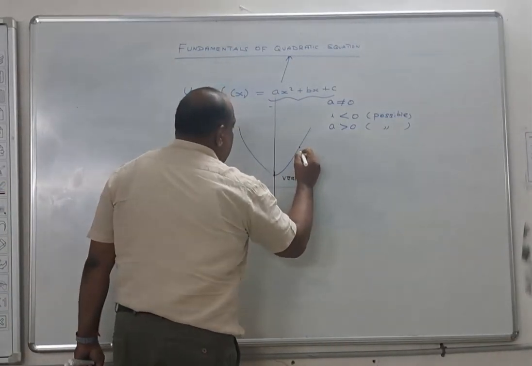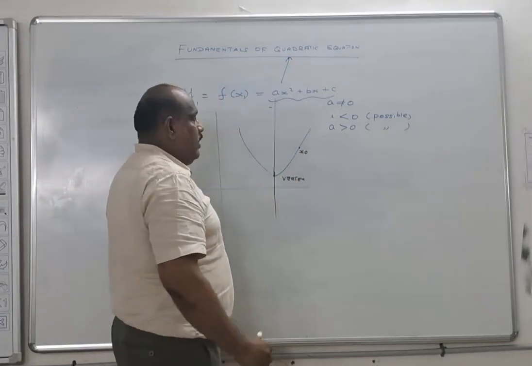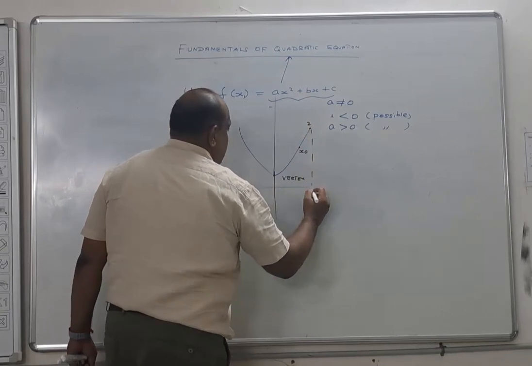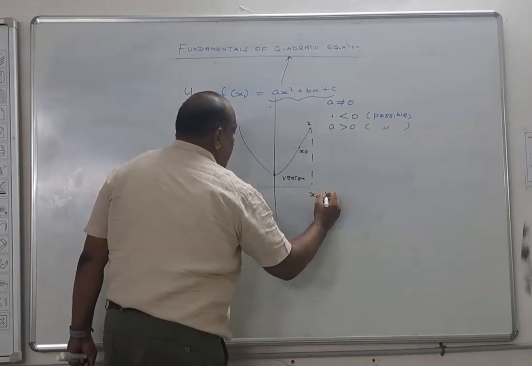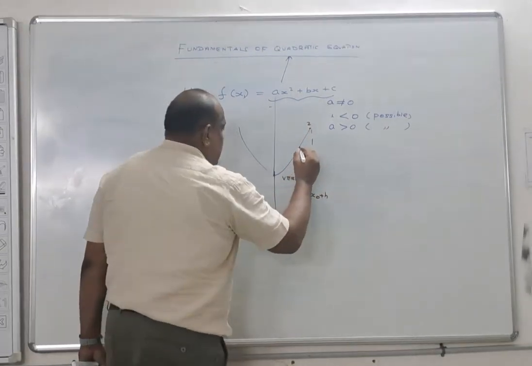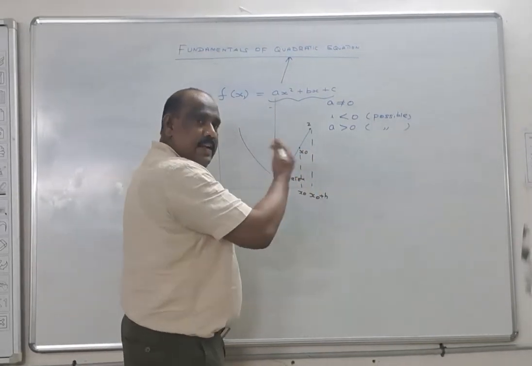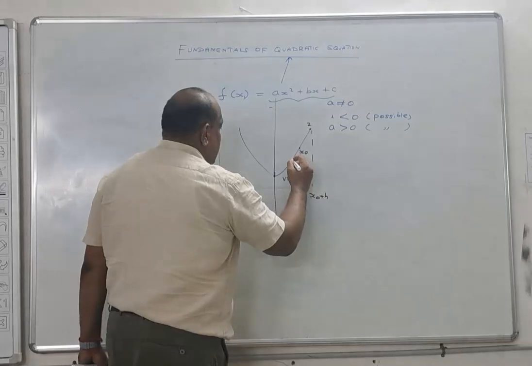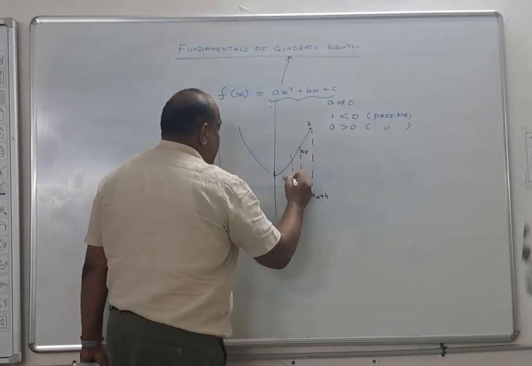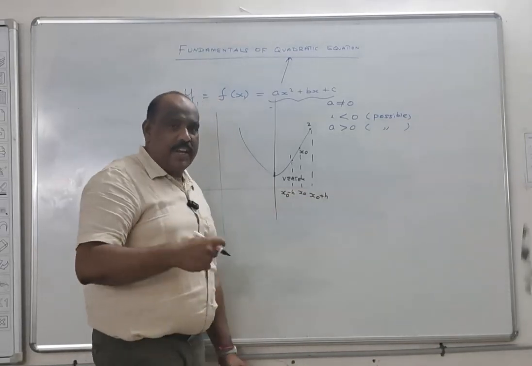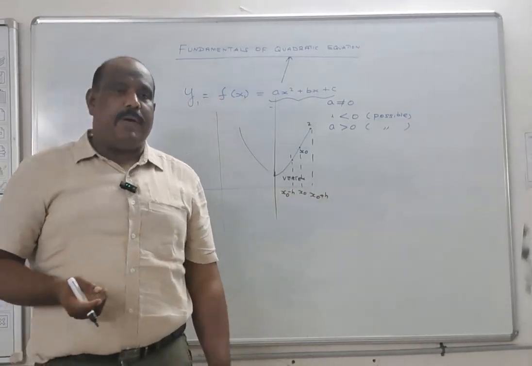Now, let us consider this point as x naught. The point 2 is x naught plus h. You take a similar point on the left hand side. Let us call this point 1, and this point is x naught minus h. Similar to the straight line, here also I am considering 3 points.